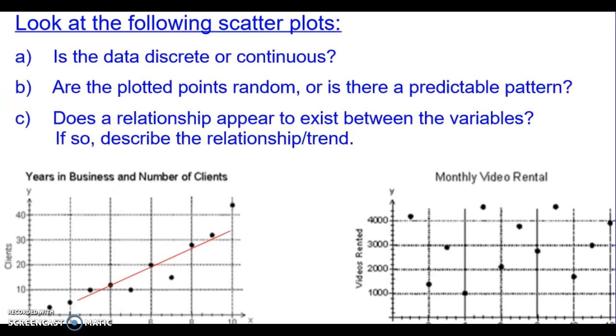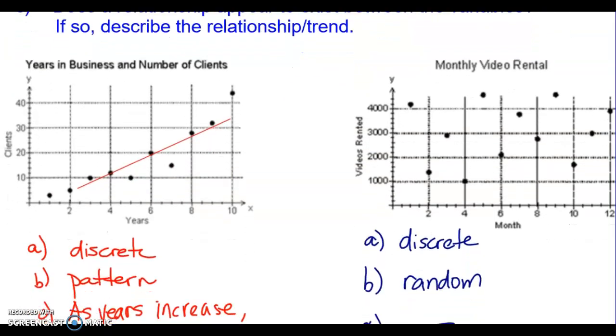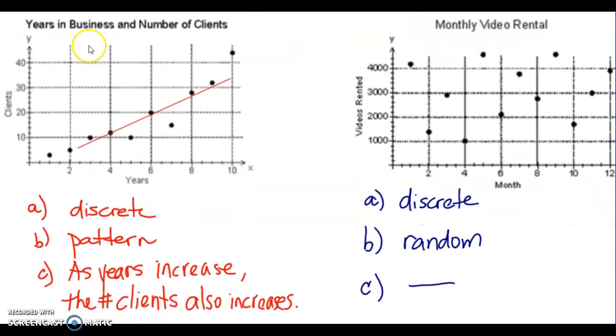Okay, so I'm going to give you a few scatter plots. We are going to look at our axes. A, we are going to determine if our data is discrete or continuous. So can I break down my pieces and my x and y axes into smaller pieces or not? B, we are going to determine if the plotted points are random or if there seems to be a pattern. And C, we are going to determine if a relationship exists, and if it does, then we are going to describe it. So looking at the first example, years in business and number of clients.